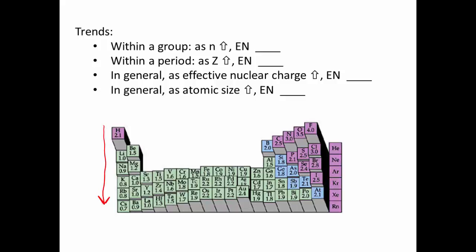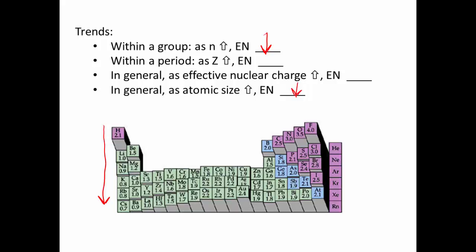Because our number of shells is increasing, the electrons that are being shared, the valence electrons, are further and further from the nucleus. The nucleus is what draws those electrons in when they're bonding. If you have electrons that are very far from the nucleus, they are not as attracted. So within a group, as n goes up, our electronegativity goes down. This also means as the atomic size goes up, our electronegativity goes down.